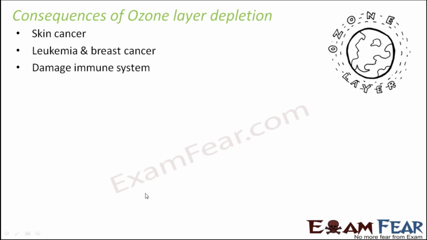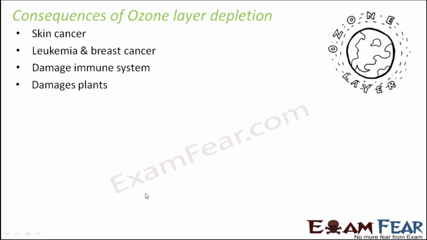Damage the immune system. What is the immune system? The immune system is the strength of our body to fight against diseases. So ultraviolet radiation destroys that immune system, so that even if you fall ill due to small infections, your body will become severely affected. Your body will not be able to fight even against small infections.